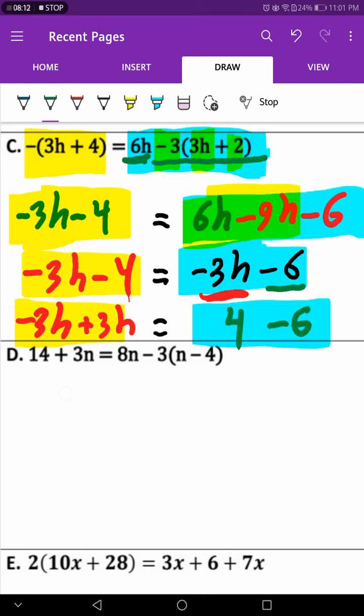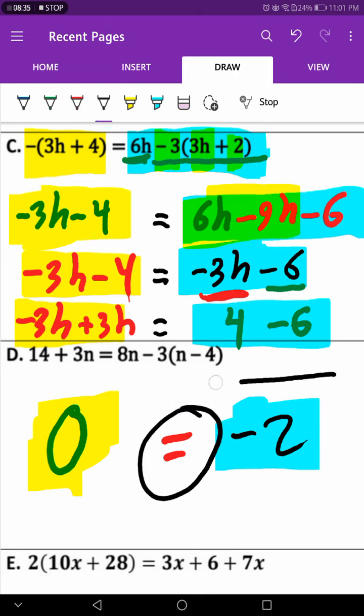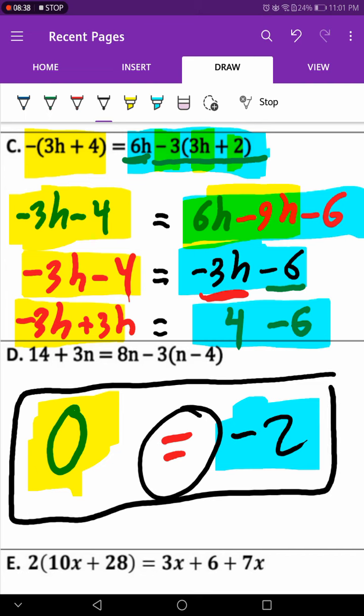Now, -3h plus 3h is 0, so the left side will be 0. And the right side, for -6 plus 4, it is -2, as you know. And as you see here, the left side does not equal the right side, despite it having an equal sign. So this statement is not correct.